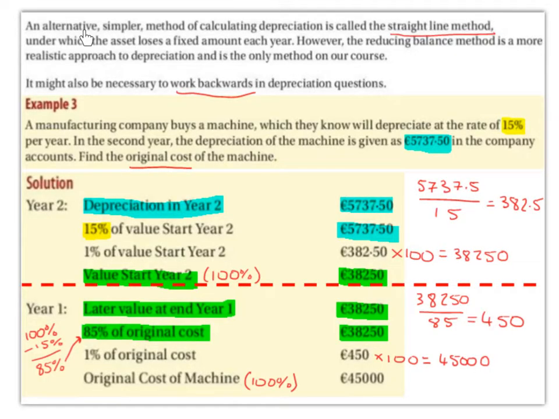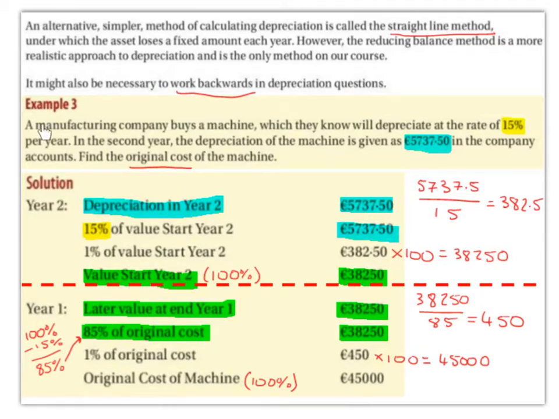An alternative, simpler method of calculating depreciation is called the straight line method, under which the asset loses a fixed amount each year. However, the reducing balance method is a more realistic approach to depreciation and is the only method on our course. It might also be necessary to work backwards in depreciation questions.